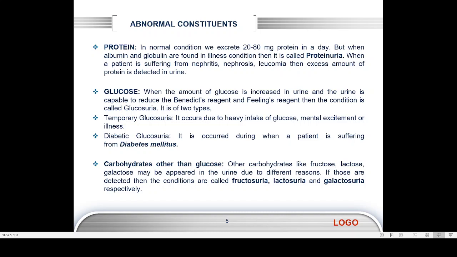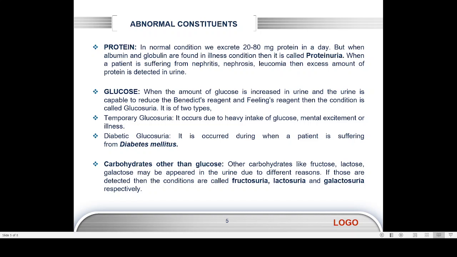But when albumin and globulin are found in an illness condition, these are two substances: albumin is a protein, and globulin is also a protein. When these proteins are present in the urine, we call that situation proteinuria. Proteinuria simply means presence of protein in urine. Now, based on the type of protein, if albumin is present, we call it albuminuria. If globulin is present, we call it globulinuria.